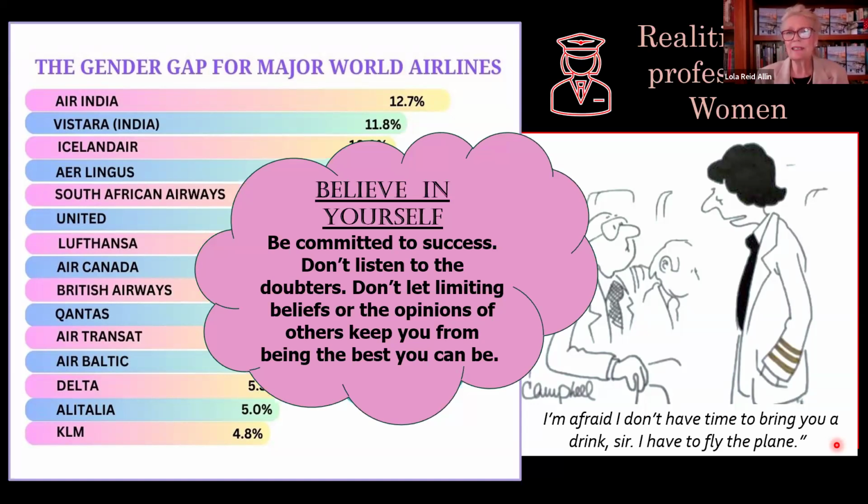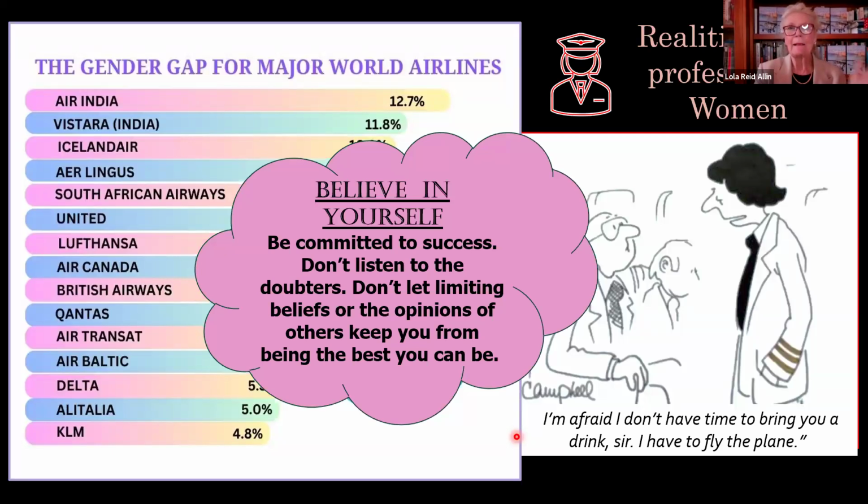What you have to do is believe in yourself, be committed to success. Don't listen to the doubters. Don't let the limiting beliefs or the opinions of others keep you from being the best you can be. And this doesn't mean only when you're 18 years old. This means when you're 25, when you're 40, when you're 50, or like Kathleen, when she was in her 60s, decided to go back to university and get her PhD.